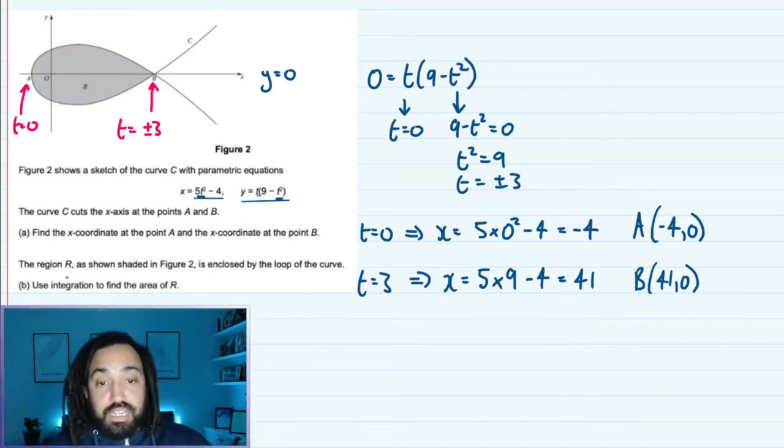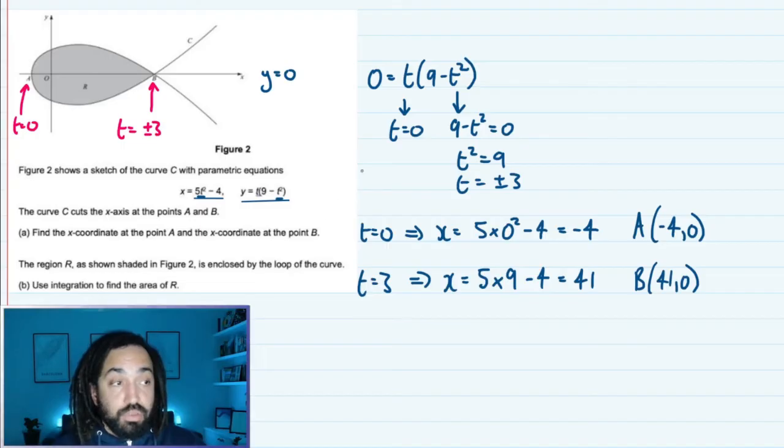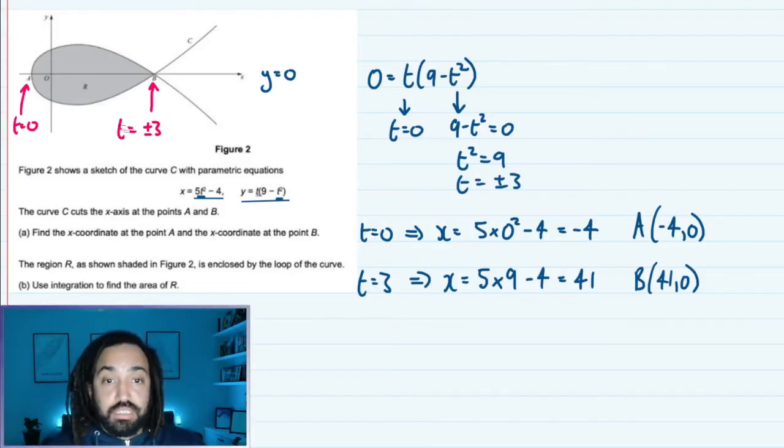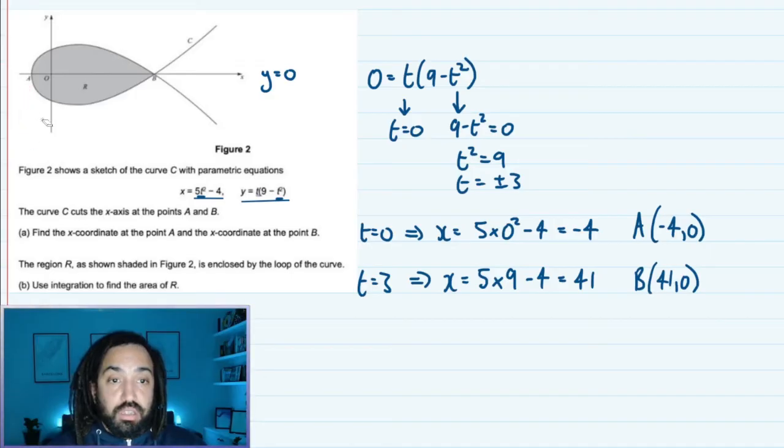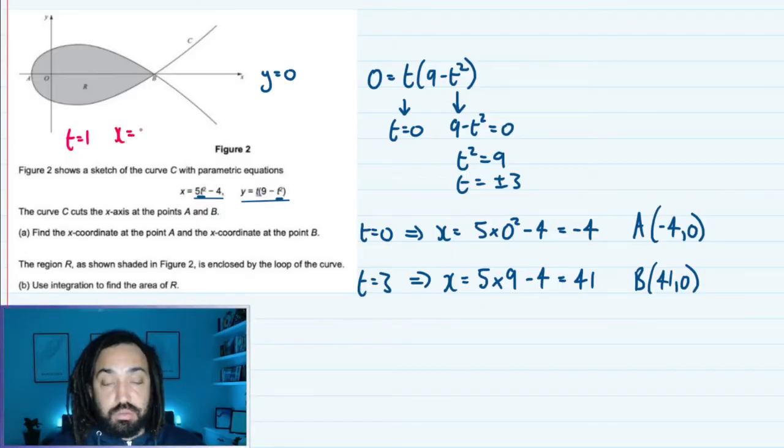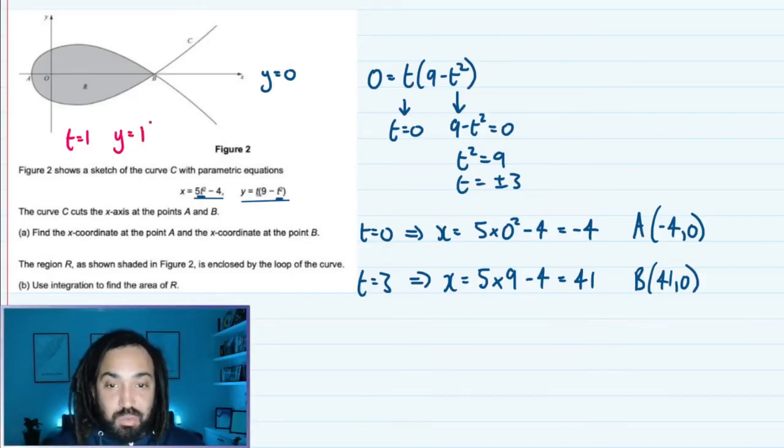Okay, great. And now it says that we're going to use algebraic integration to find the area enclosed by the loop of the curve. So what's going to happen is, let me just check. When t equals 1, the x coordinate is equal to 5 minus 4, which is 1. And the y coordinate, that wasn't helpful at all actually, is equal to 1 times 9 minus 1, so that makes 8. Perfect.